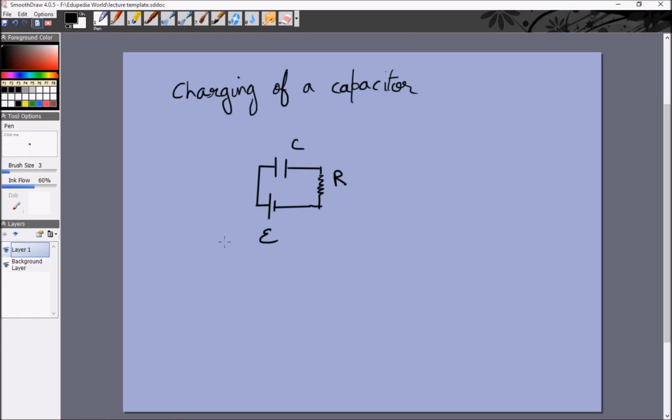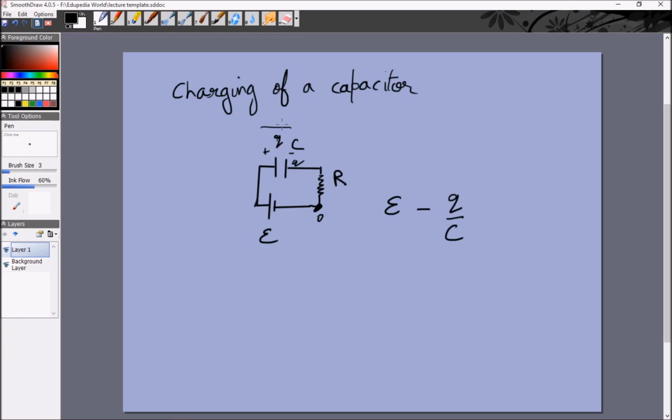So if all else fails, we just start writing down the equation. If we start from here, let's say this is the zero potential, then the first rise in potential will be E, and this is the positive and negative plate. Once we reach here, there will be a drop of potential. If the charge at any point is plus Q and minus Q, then the charge on the capacitor is Q, and the potential difference will be Q by C.